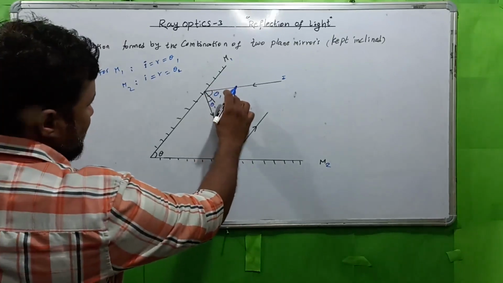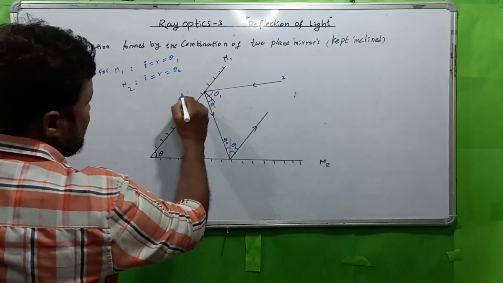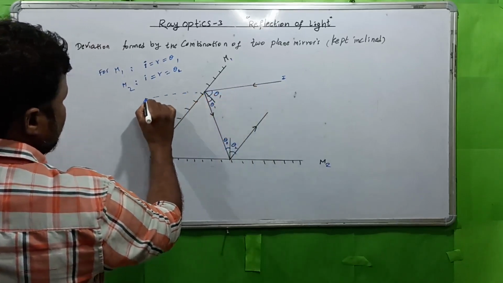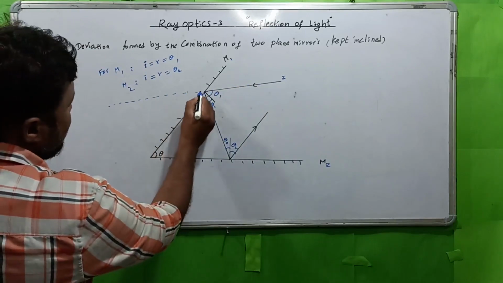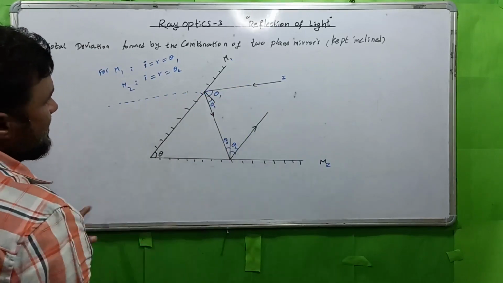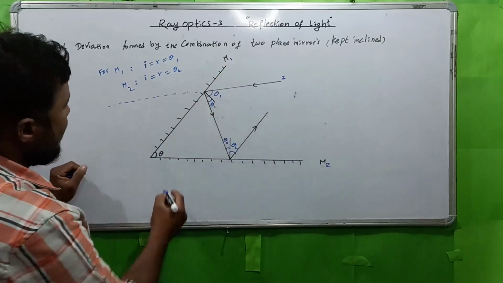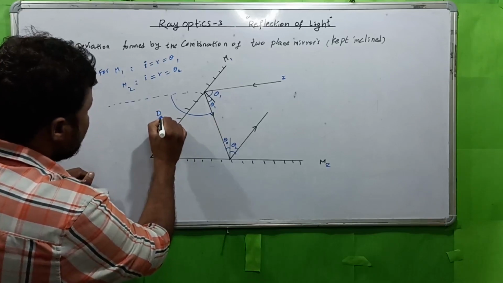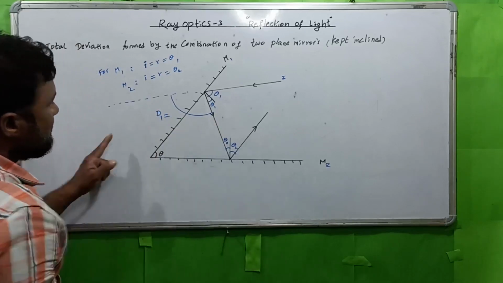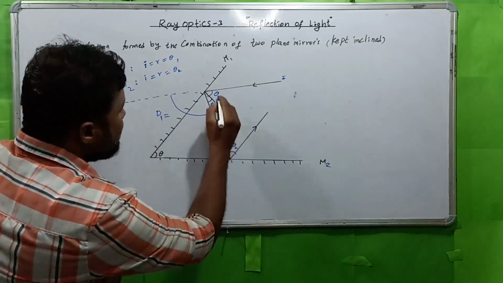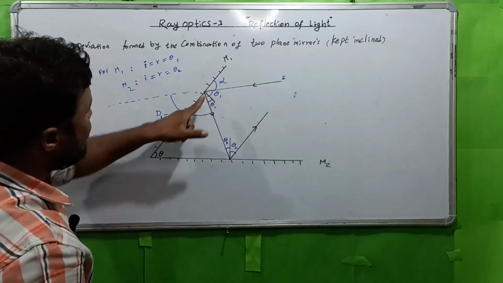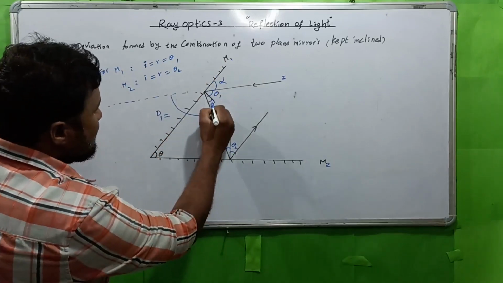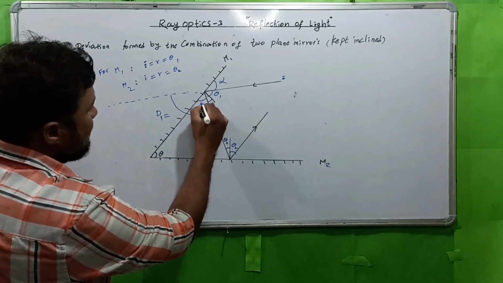Light follows the laws of reflection. If I extend this forward direction of the incident ray, I know the angle between the incident ray and the reflected ray for the first mirror is nothing but the angle of deviation. Deviation formed by the first mirror becomes what? See carefully. This is the glancing angle alpha, the angle between the reflector and the incident ray. If this angle is theta, this is also theta.